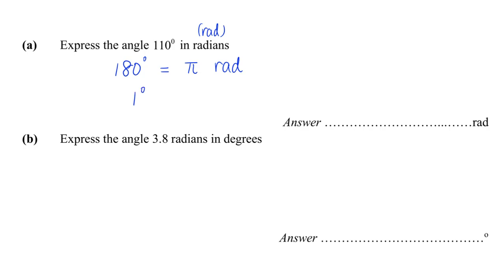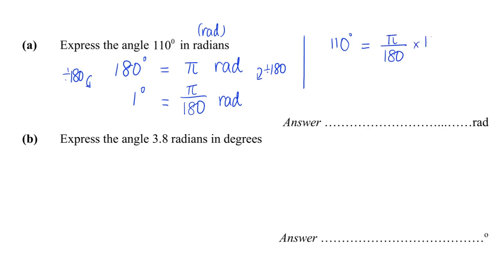Well, I could start off with 1 degree. I'm going to divide by 180. And then 110 degrees will be equal to, yes, I'm going to multiply this by 110. And that will give me a value of 1.92 radians in 3SF. So that will be the answer for part A.